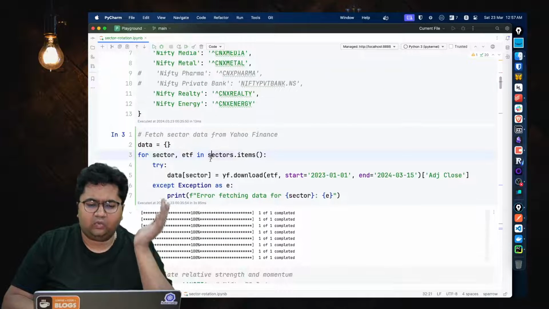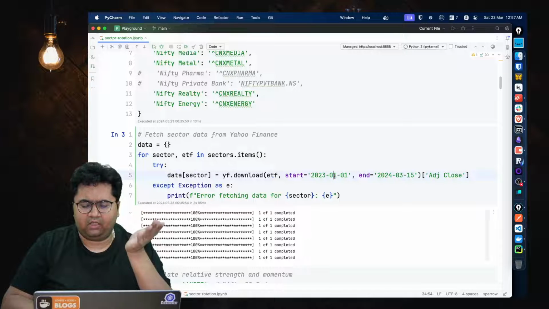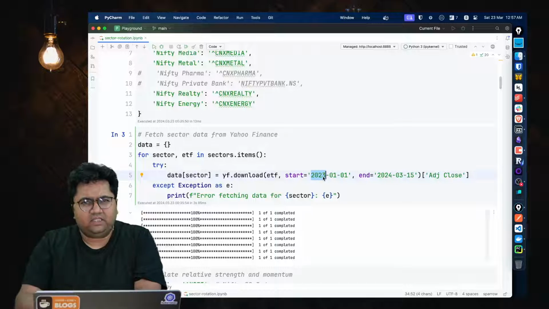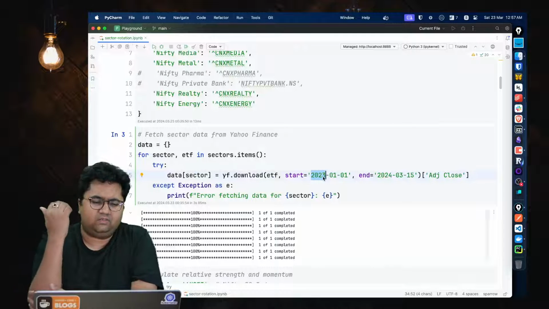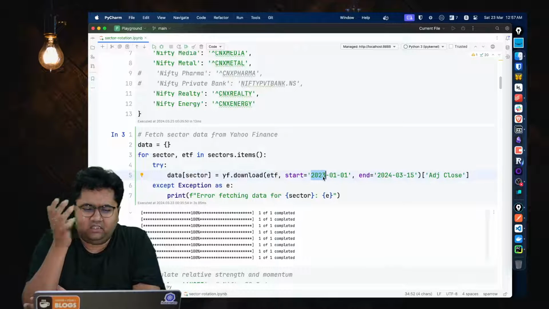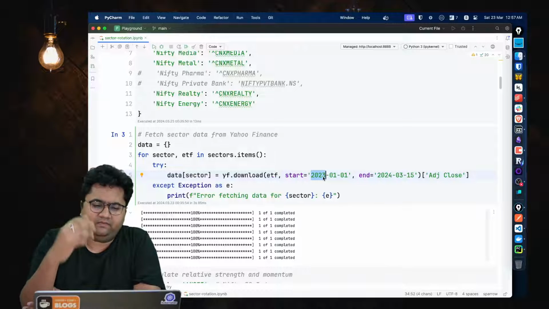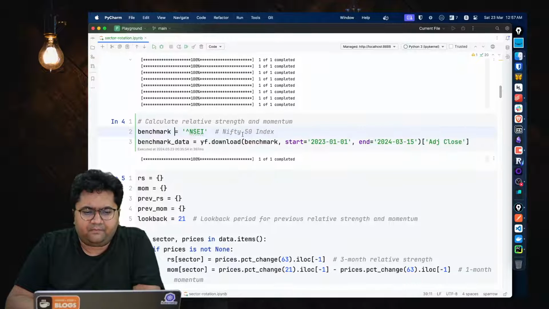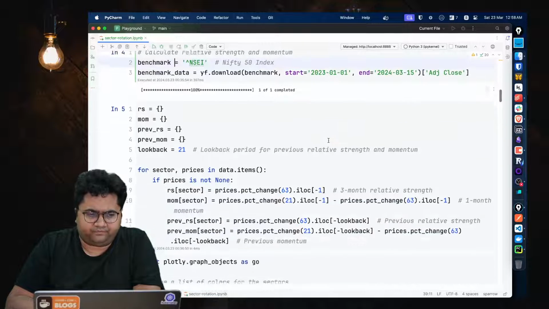And I have downloaded the data for all of them for about 1 year or so. So this is like 1 year, 3 months data. So roughly about one trading year worth of data, which should give me enough direction sense. Then what I've done is just simply taken the benchmark as Nifty 50 index, and I have downloaded it for the same period of time.